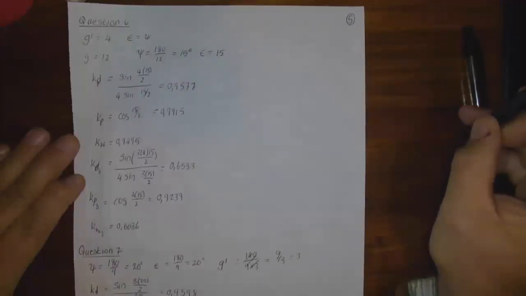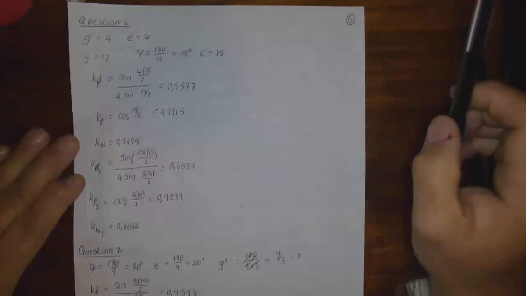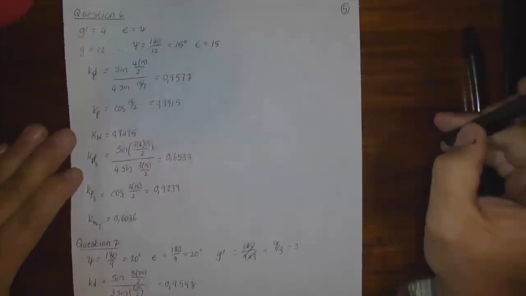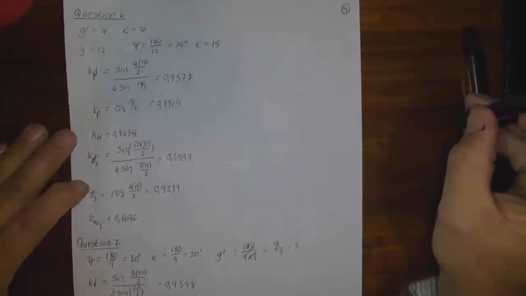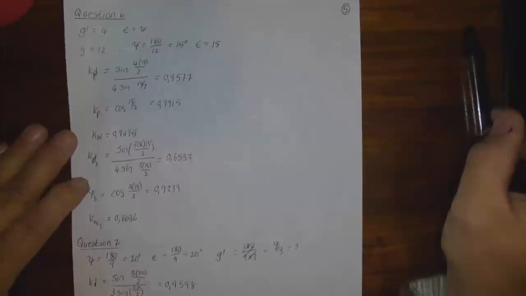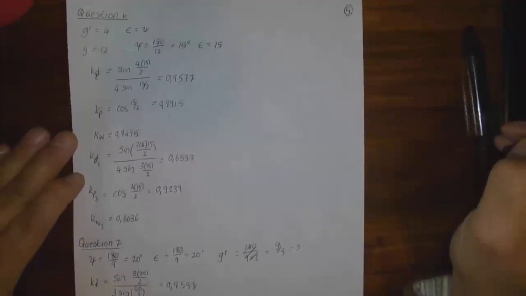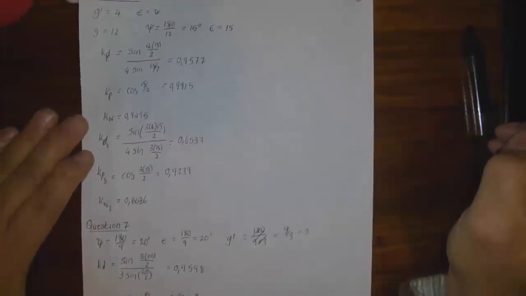If you look at question number 6, they want it for the fundamental and then for the third harmonic. So there you can see how it's done. Basically all of them are the same, and 7 is the same as well.